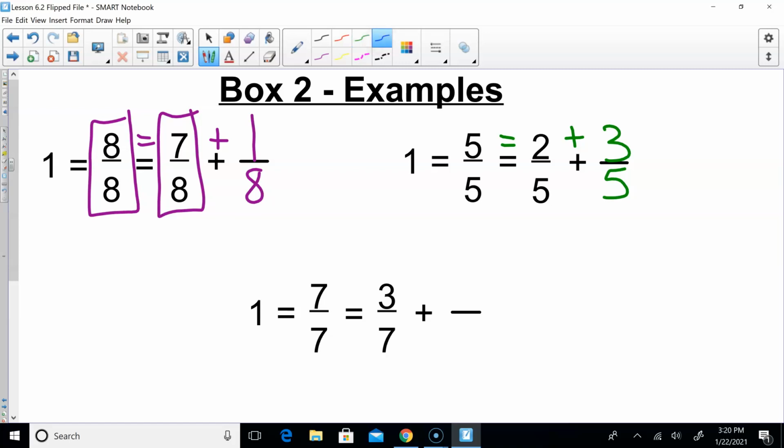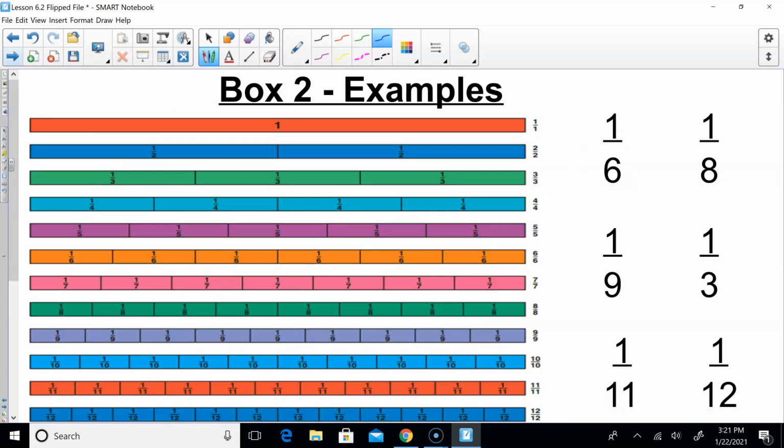We've got 7/7 equals 3/7 plus 4/7. That pauses for dramatic purposes. So you pause the video right now. Like I said, you think about a pizza. You eat so many pieces, someone else eats the rest of the pieces. That means you ate one whole pizza, but you ate different amounts to equal the whole. Here's a fraction bar.